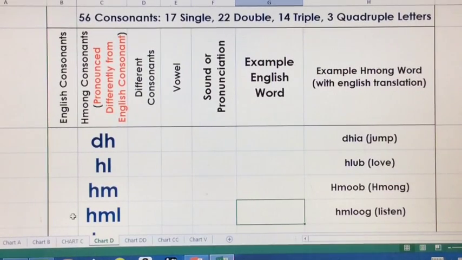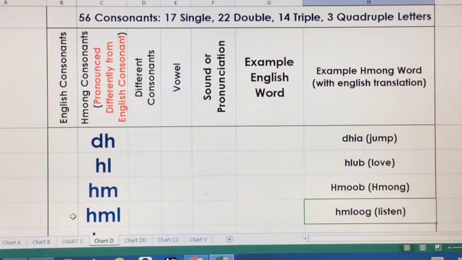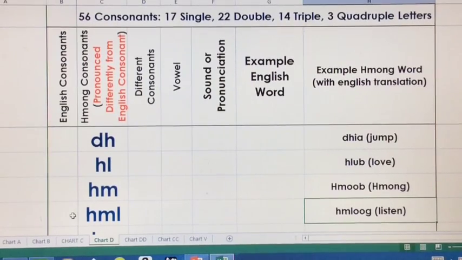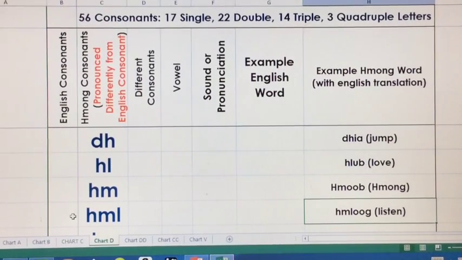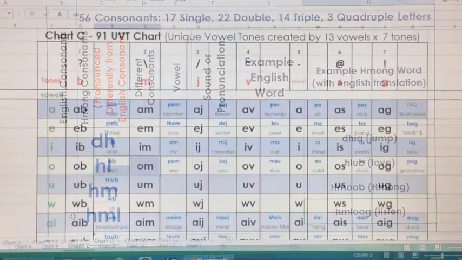So on the far right-hand side, you'll see an example Hmong word, and of course, starting out, you probably don't know how to pronounce that word. So right next to it is an English translation. For example, for HML the recall word is mlong, or listen, and that's how the Hmong consonant HML sounds, mlong. And this is chart C.